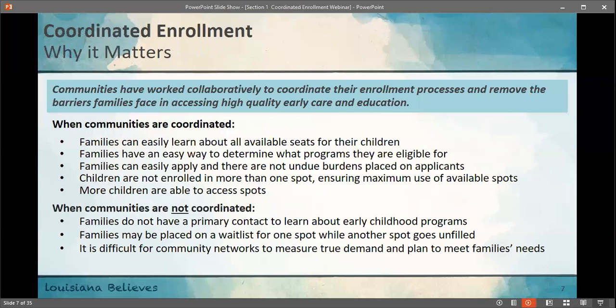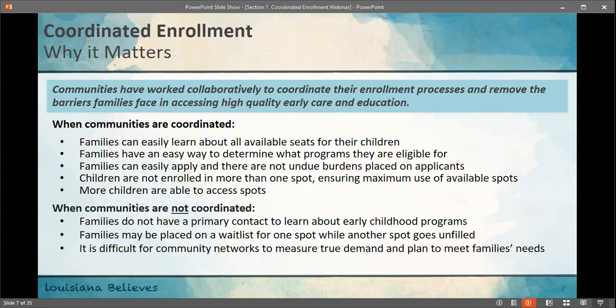We also want to remind you why this matters. So coordinated enrollment is really important, and we see that across the state, it's doing absolutely incredible things for families and children. When communities are successfully coordinating, we know that families can easily learn about all available seats. They have an easier touch point with a person or the organization in the community through which they enroll. And ultimately, more children are able to access spots.